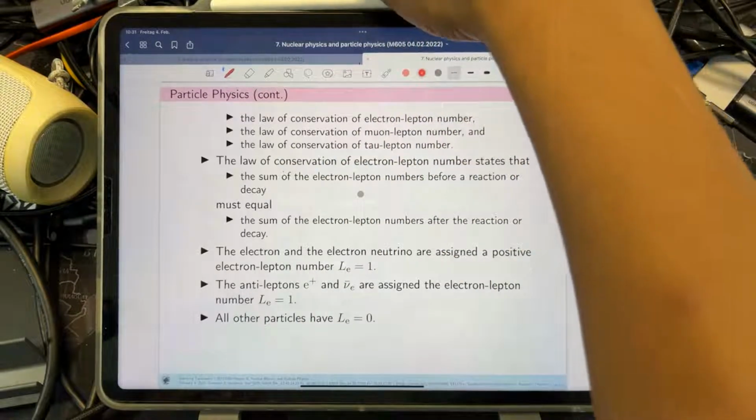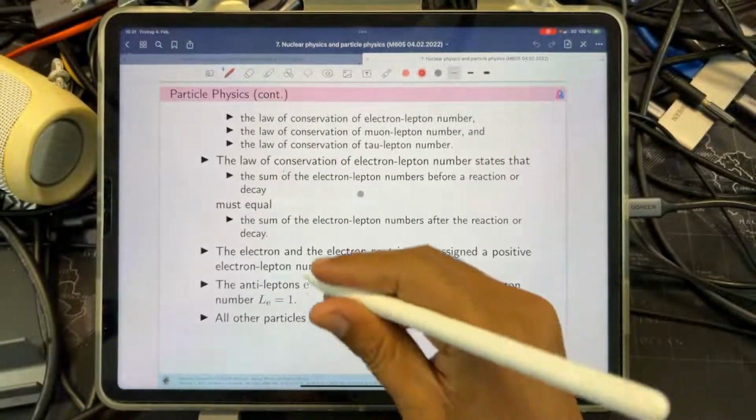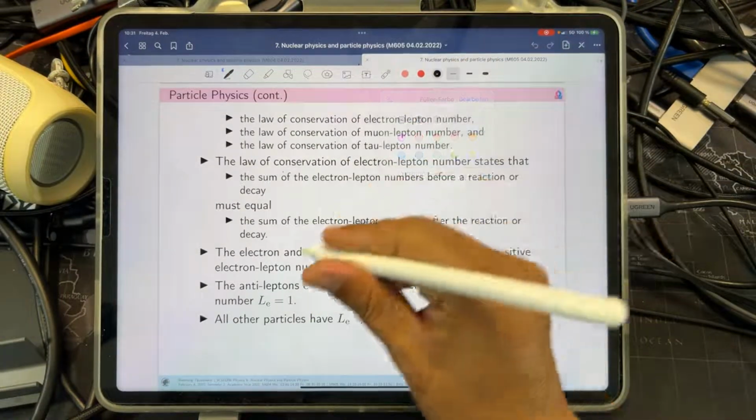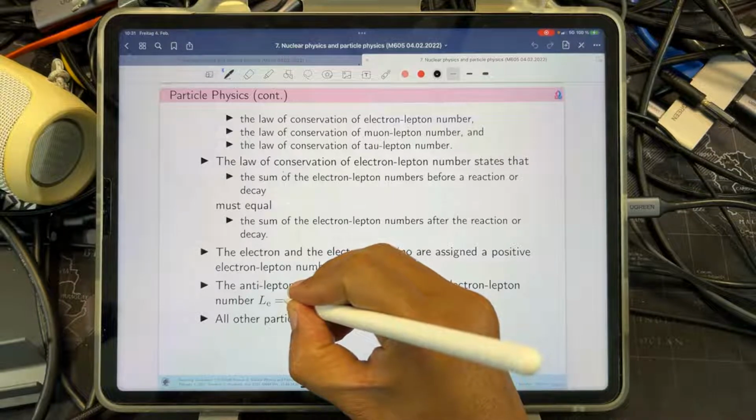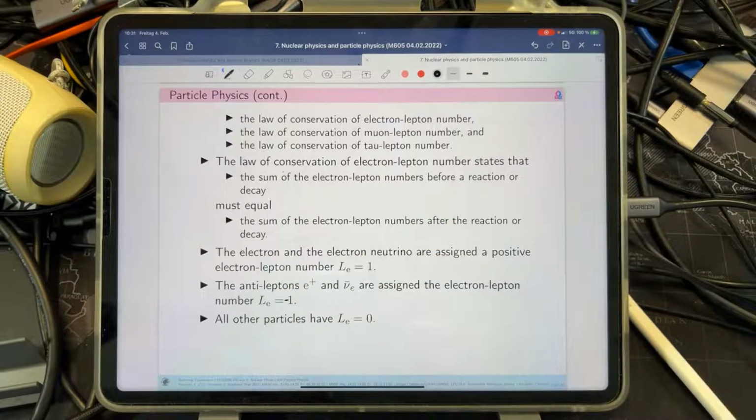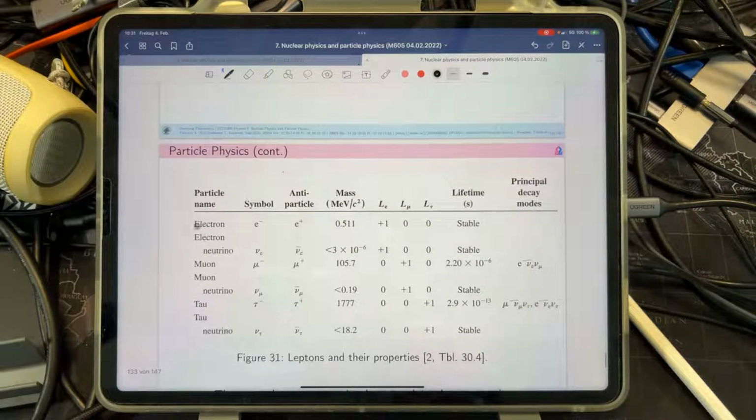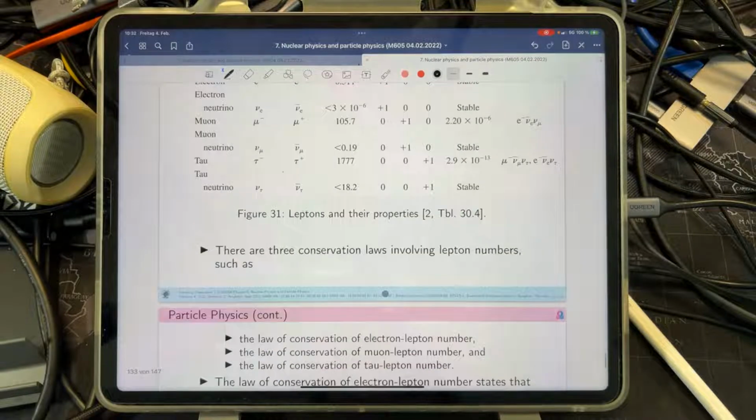I typed it wrong. This here must be -1. Okay, and all particles apart from these would have electron lepton number 0. Only the electron and electron neutrino would have +1 electron lepton number, and the positron and electron antineutrino would have electron lepton number -1.